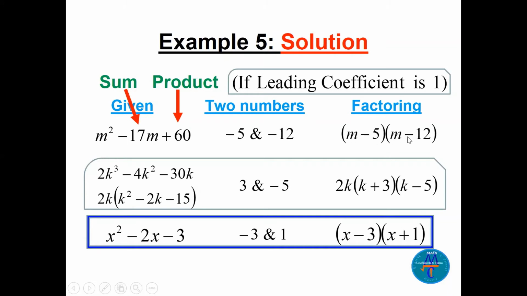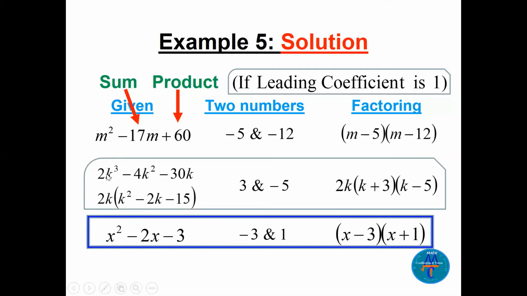If you want to learn more, you can multiply these at home if you have some free time. Multiply m times m, m times minus 12, minus 5 times m, minus 5 times minus 12. You get this expression, where the leading coefficient is 1.